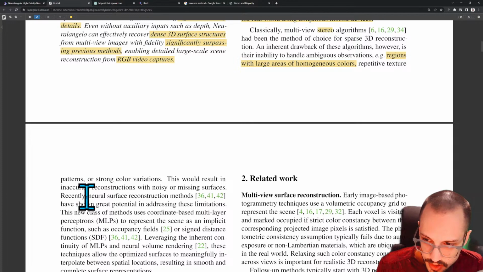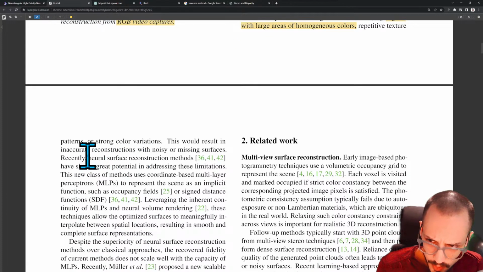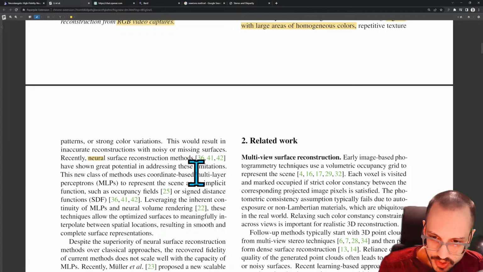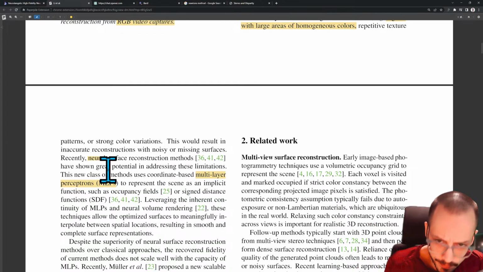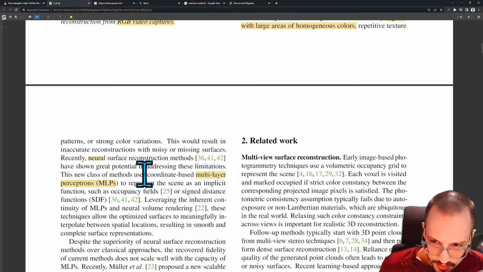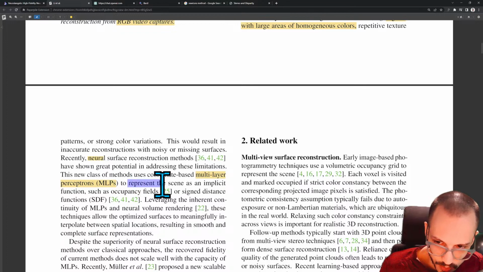Recently, neural surface reconstruction methods have shown great potential, right? So neural networks and deep learning are making a big stride into surface reconstruction. This new class of methods uses coordinate-based multi-layer perceptrons. Multi-layer perceptrons, just a fancy word for a fully connected neural net. So just in your head, think about a bunch of neurons all connected to layers above them. Coordinate-based, that could refer to the coordinates of the hash map. It could also refer to the coordinates of the multi-view. I'm not sure exactly what they're talking about there. To represent the scene as an implicit function. Okay, so this is actually what a NeRF is, right?